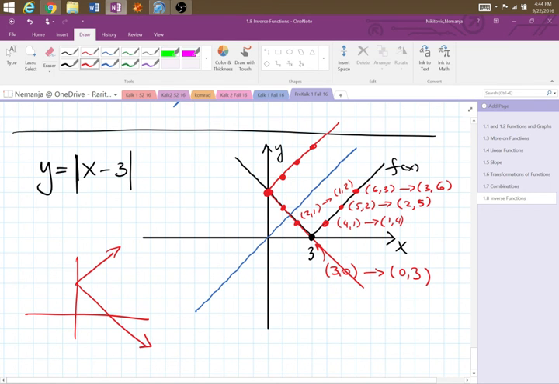Clearly not a function. It fails the vertical line test. But we knew that because the original function f of x failed the horizontal line test. Awesome, right? We're going to do 5,000 of these on a test.